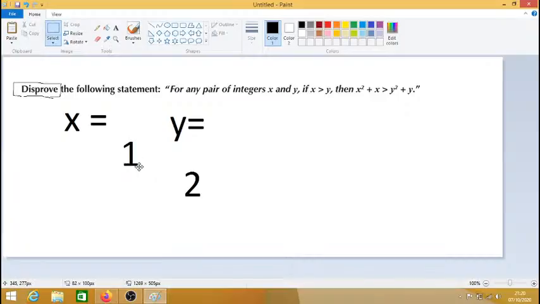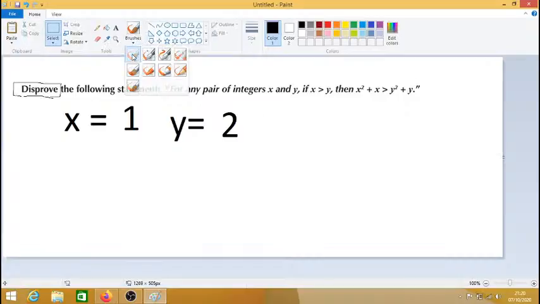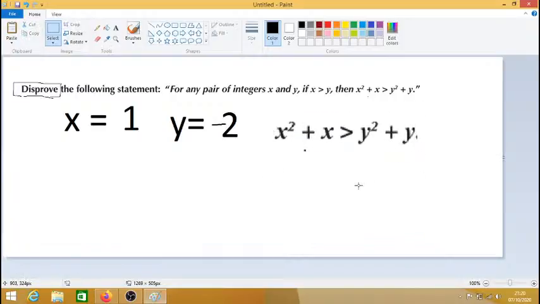Let's go with 1 and minus 2. So it said integers, whole number, so minus 2 is a whole number. And x is 1, that's a whole number. So let's try that again. So I'm just going to make this a bit bigger. So let's try this.